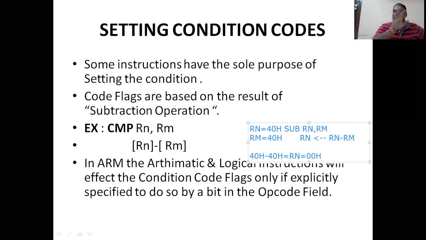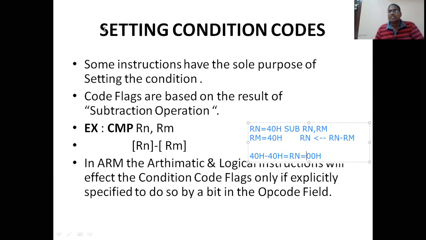Rn is not going to be updated in comparison. Though you perform the subtraction, after the execution of the comparison instruction, when you check the value of Rn, it will be 40h only. It won't be 0. Then what is the purpose of that instruction? Intermediately it will check this value, and as I got the value of 0, it will set the zero flag. That is the only thing that takes place; except that it won't change any value.